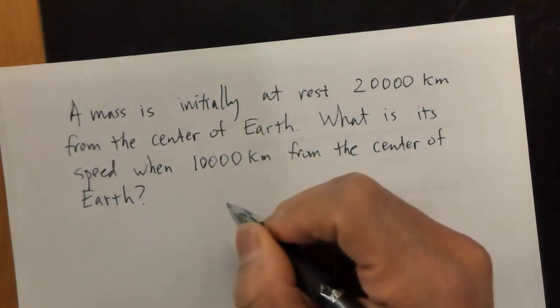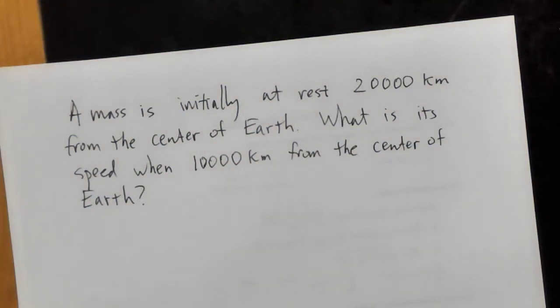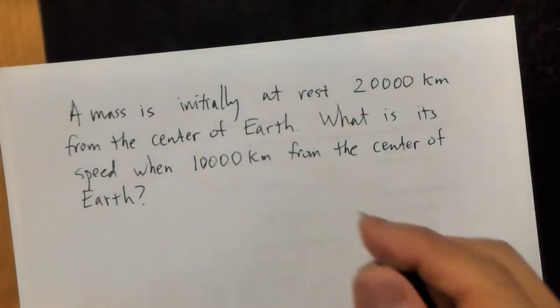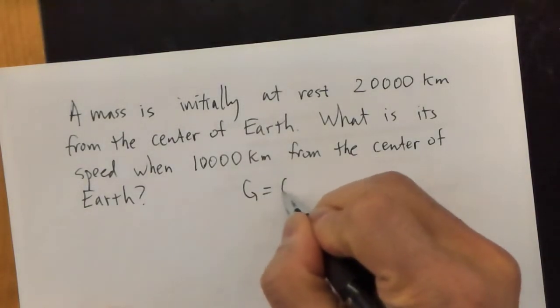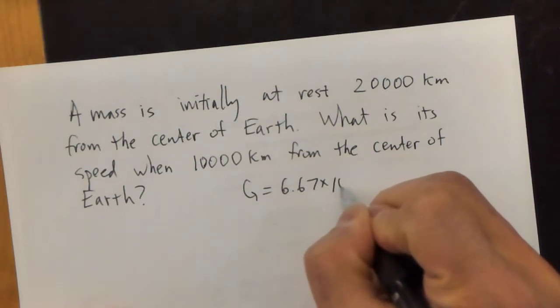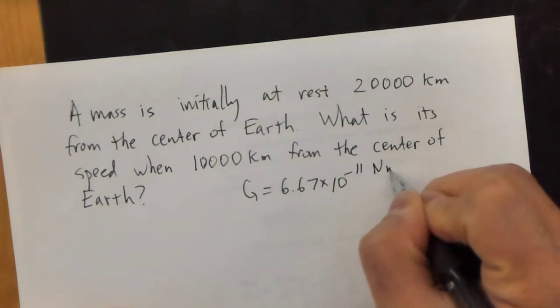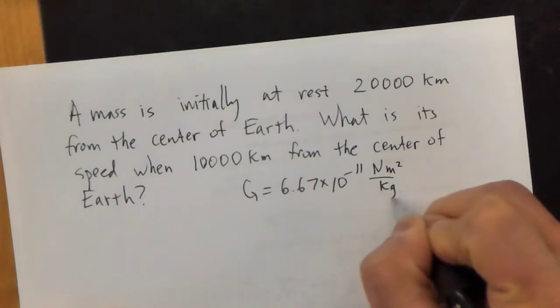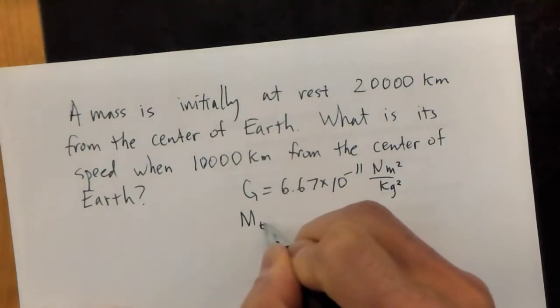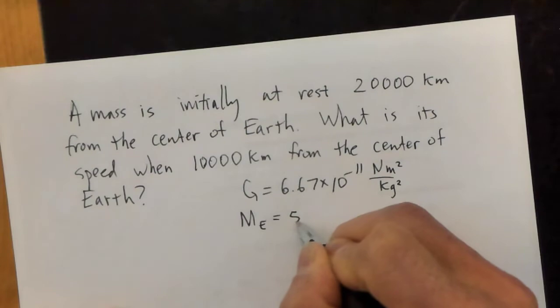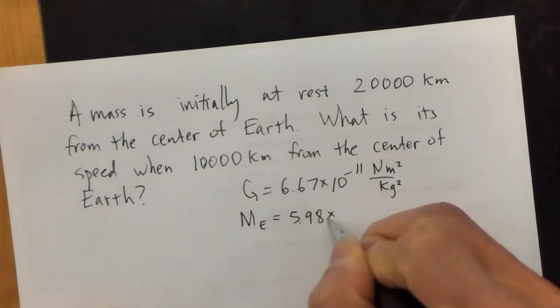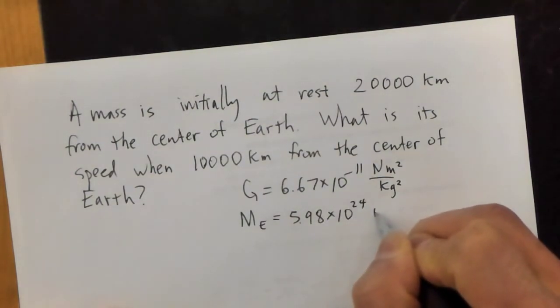Okay, so let me give you some data here that you may not have. First, the capital G is 6.67 times 10 to the minus 11 Newton meters squared over kilogram squared. The mass of the Earth is equal to 5.98 times 10 to the 24th kilograms.